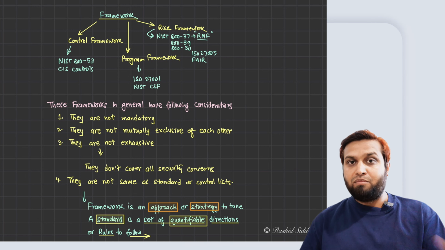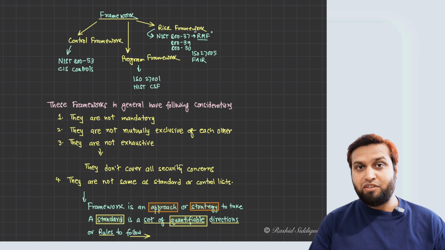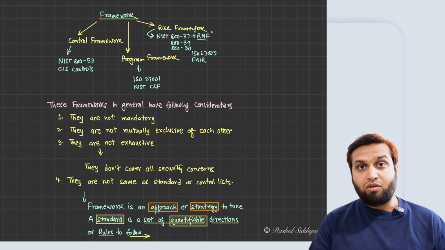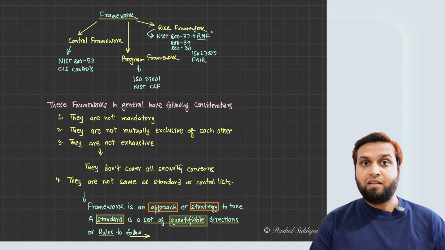Some of the characteristics of these frameworks in general are as follows. The first point we should be aware of is that these frameworks are not mandatory. It's not mandatory to have a cybersecurity framework, or to implement all the CIS controls. It depends on your organization and the way you design your system security, right? You may take help from one framework or more than one framework. It's all up to you. This is the first point, that they are not mandatory.